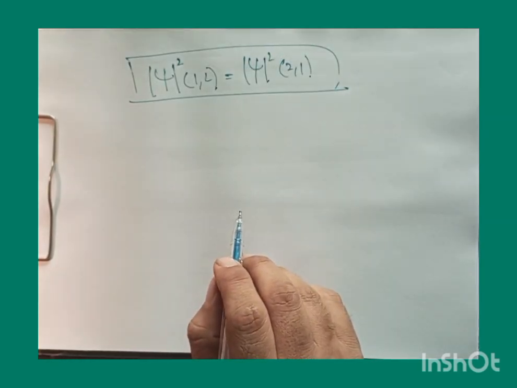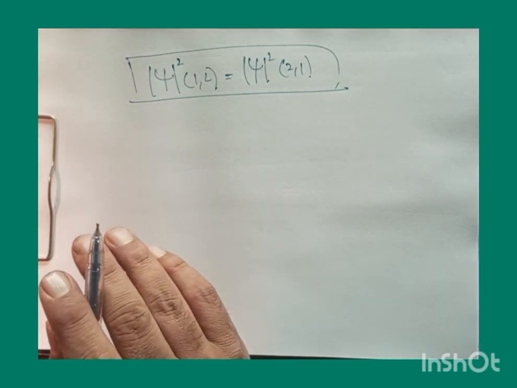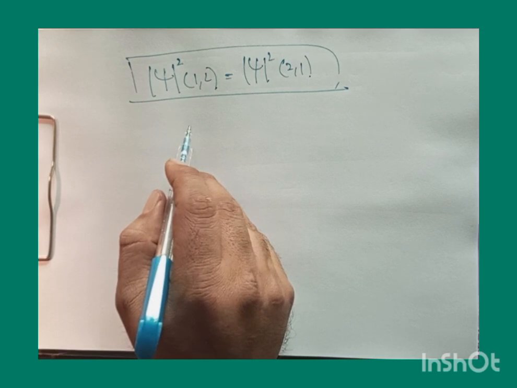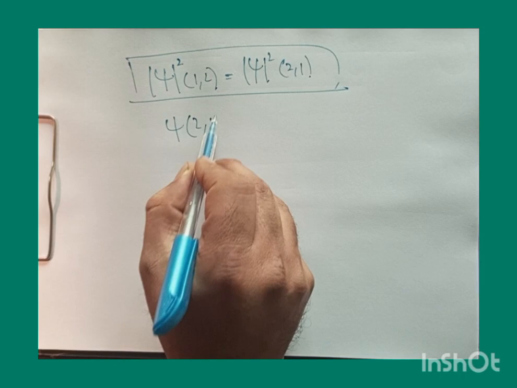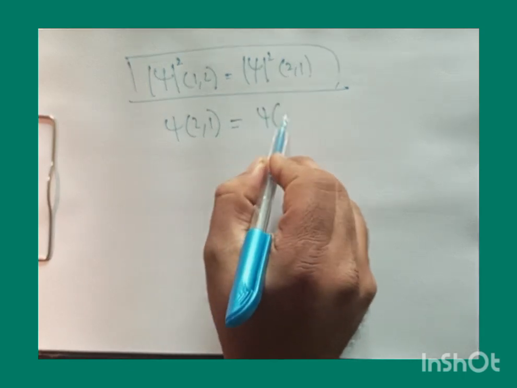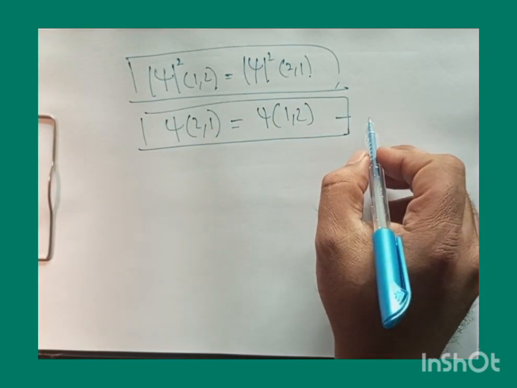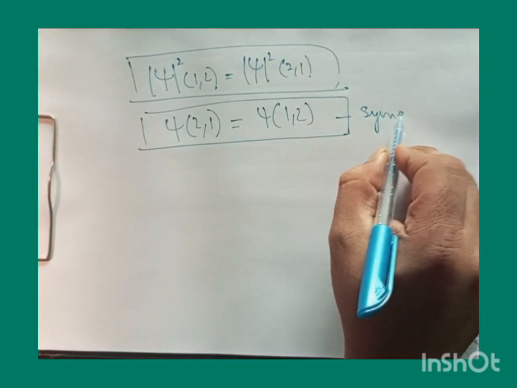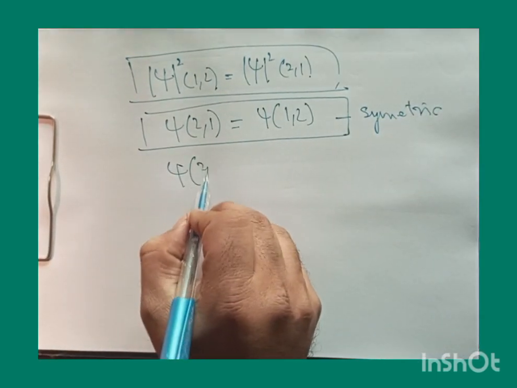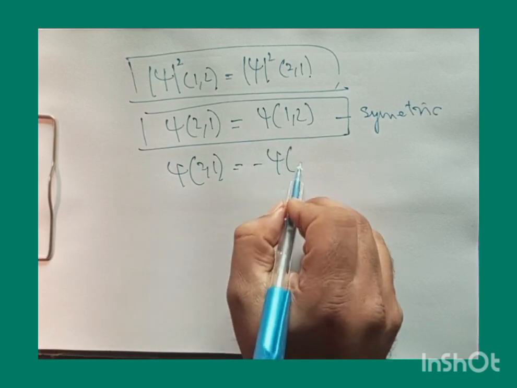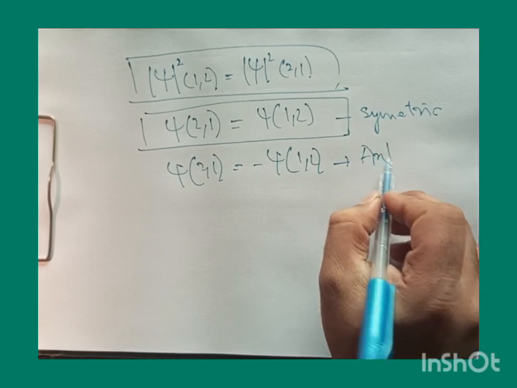Now, if I exchange the particles, and something happens to the wave function, let us say psi of 2, 1 equals psi of 1, 2, this is the case of a symmetric function. And if we have psi 2, 1 equal to minus psi 1, 2, then certainly this is the case of antisymmetry.